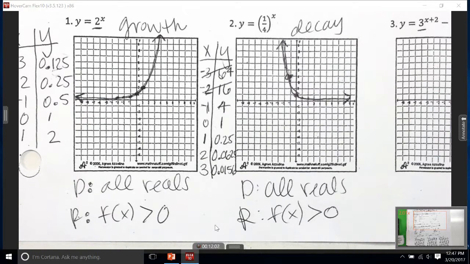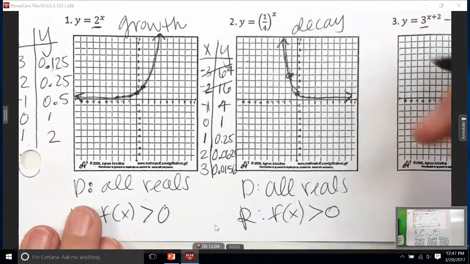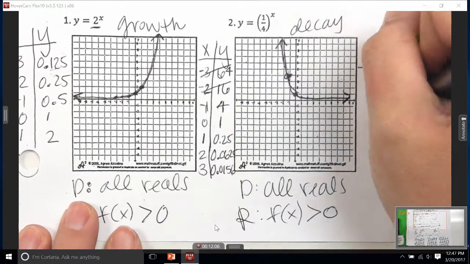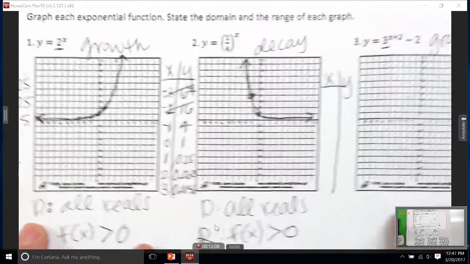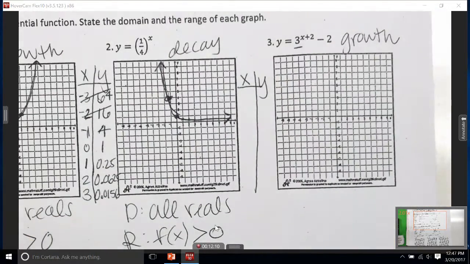Okay. Same thing, you're going to do this one on your own. Let's all pick the same x values, though. Or we don't have to. You can pick your own. So pick your own x values, find your y values, and graph it. And then we'll talk about domain and range together.